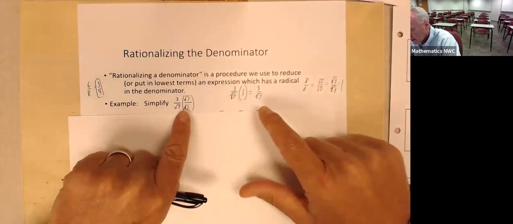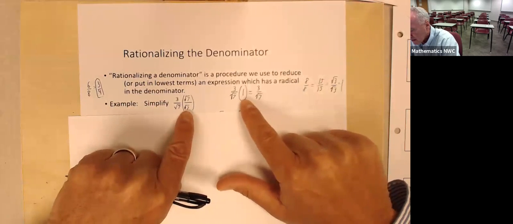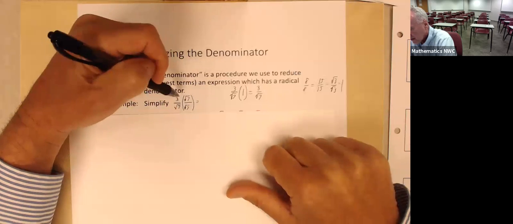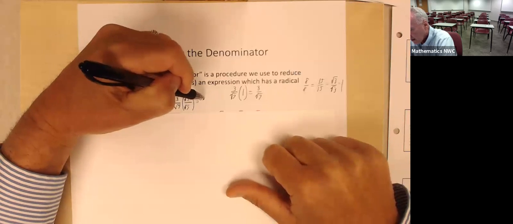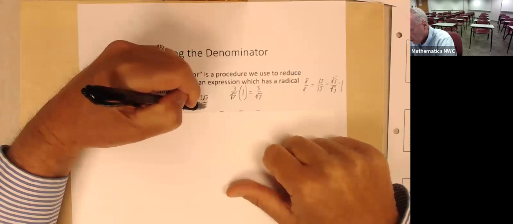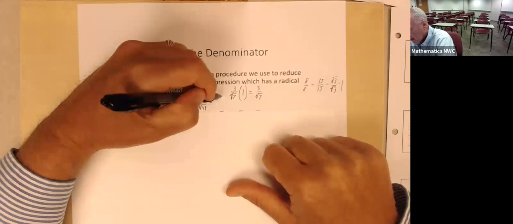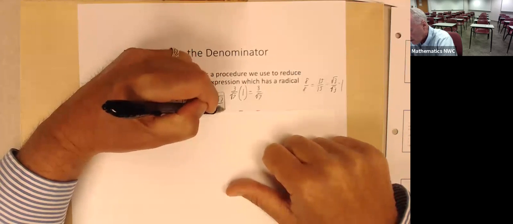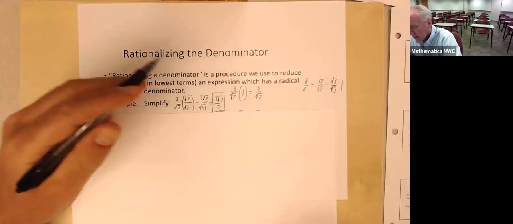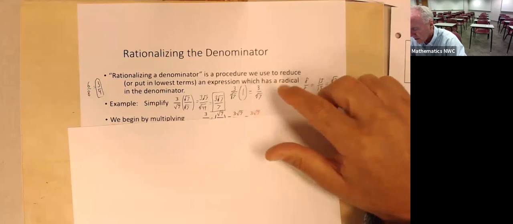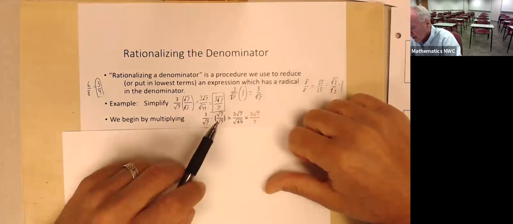Don't miss this now. This is again, that parentheses is like a 1, which means I don't change the value, but I will change the appearance. I get 3 times radical 7 in the numerator. The denominator becomes radical 49, and radical 49 reduces down to 7. I cannot cancel those 7s because one is a 7 to the first, the other is a 7 to the 1/2.